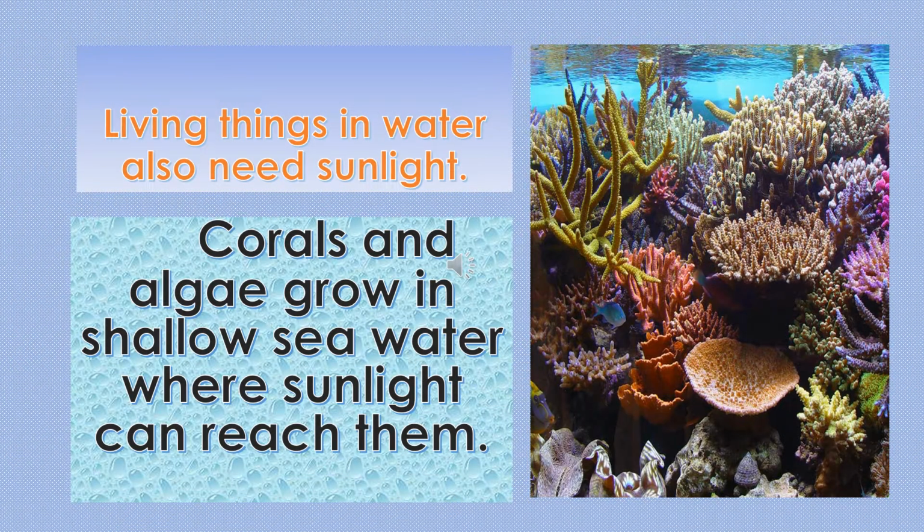This is the next one that we have. Living things in water also need sunlight. Corals and algae grow in shallow seawater where sunlight can reach them. So as you can see in here, the picture has some beautiful and colorful corals. So it says that those corals live in shallow seawater wherein sunlight can reach them.